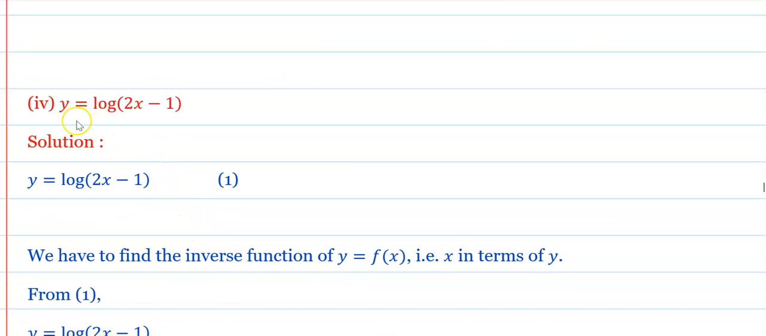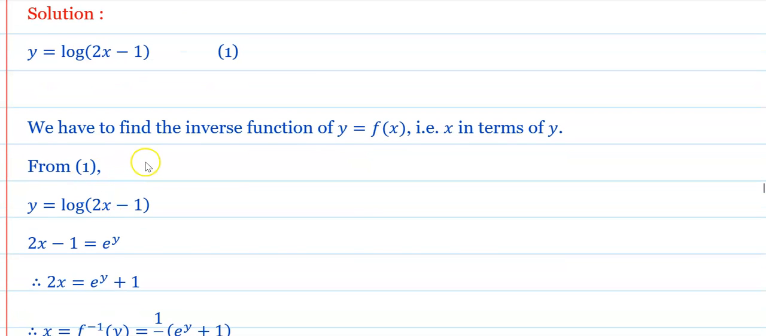Now the next problem. y is equal to log of in bracket 2x minus 1. That's the first one. We have to find the inverse function, y is equal to f of x, that is x in terms of y. Again, from 1, y is equal to log of 2x minus 1. But the logarithmic function, we can convert it into the exponential. The log goes to the other side and becomes exponential. It will take this y to the e raised to. Okay. Therefore, e raised to y is equal to 2x minus 1. 2x minus 1 is equal to e raised to y.